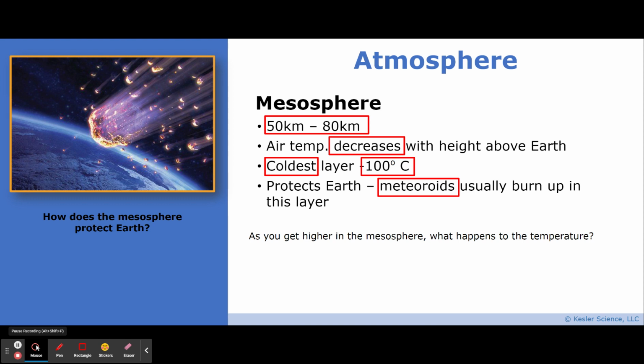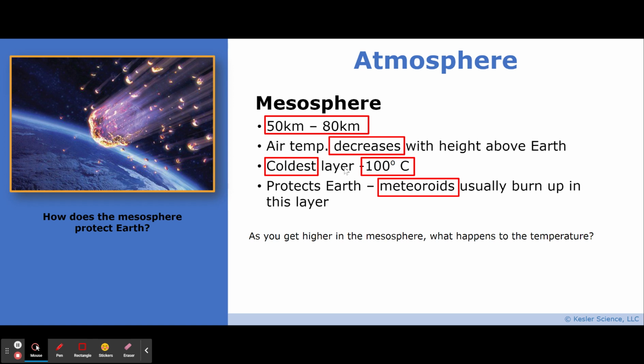Our next layer is the mesosphere. It is 50 kilometers to 80 kilometers. Air temperature decreases with the height above Earth. It is the coldest layer. It protects Earth from meteoroids, I can't say that word, and usually burns up in this layer.